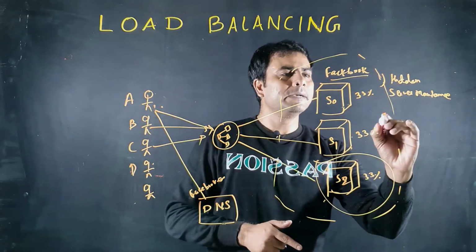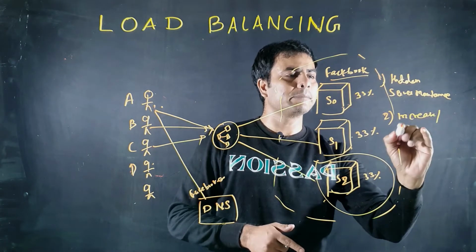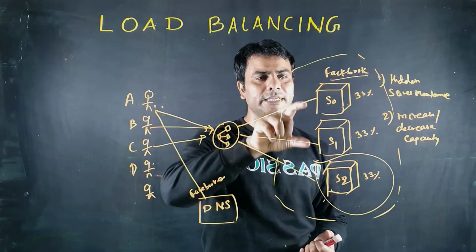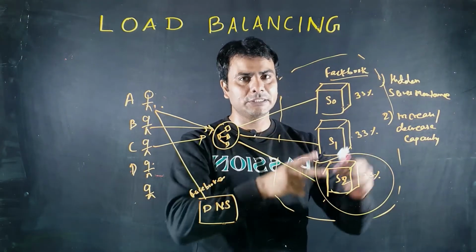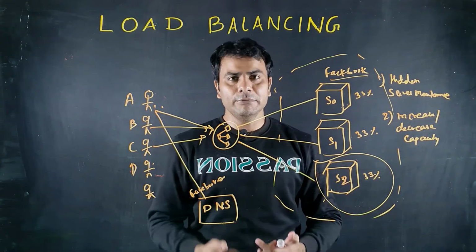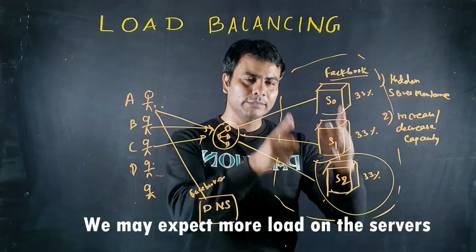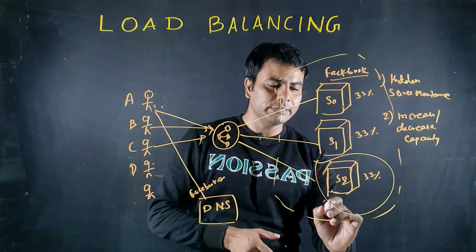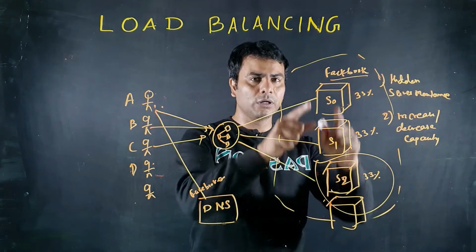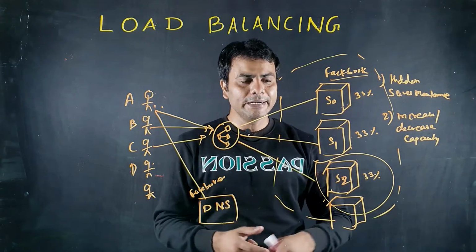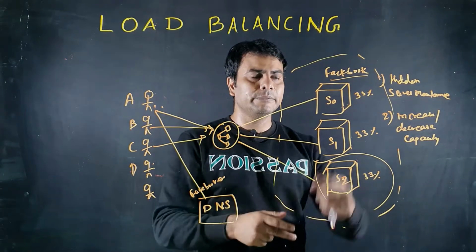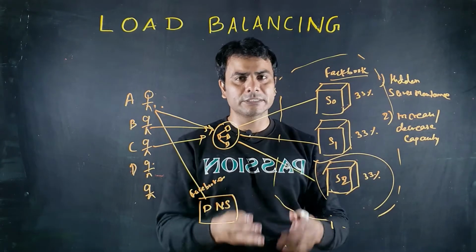The second benefit is increasing or decreasing the capacity. Let us assume this is an e-commerce website like Amazon.com, and some sale is happening on a certain date. That day we experience more load on the servers. In that case, we can add another server in this layer to balance the load. Also, we can take the server out whenever the sale ends. We can increase or decrease the capacity of the servers based on the requirement.